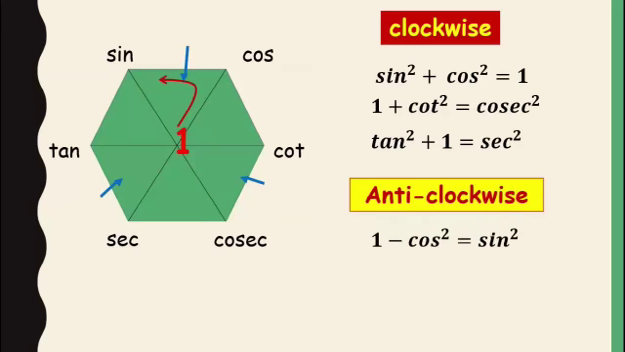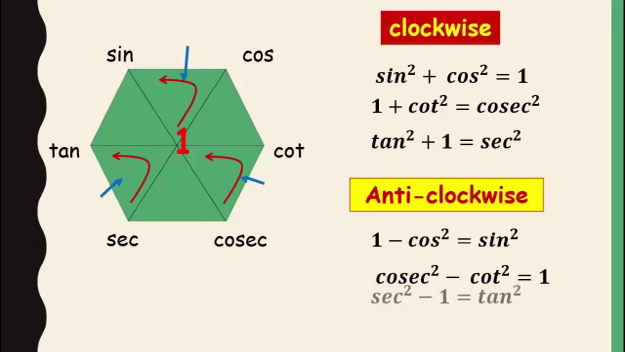So it will be 1 minus cos square theta equals sine square theta. And like this, we can get cosec square theta minus cot square theta equals 1. And like this, we can get sec square theta minus 1 equals tan square theta.